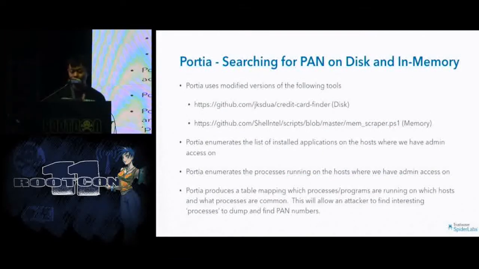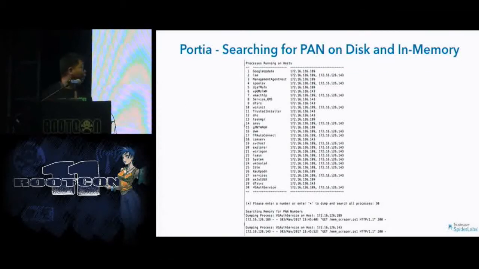So the next thing we're interested in is PAN or card data on the disk and memory. Portia uses modified versions of these scripts so as to work more easily. It makes a list of installed programs on the hosts where we have any access, then lists the processes, and provides a table showing which processes and programs are running on which machine and which processes are common across different hosts. This allows an attacker to find which processes are interesting, and then you can dump and search for PAN numbers in the memory.